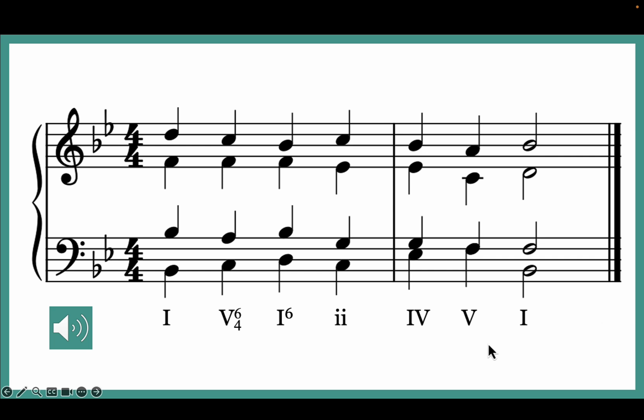So these are both root position, which means it could be a perfect authentic cadence. And the soprano part on the last chord, on the 1 chord, has do. It has B flat. So it is a perfect authentic cadence. And here is what that sounds like.